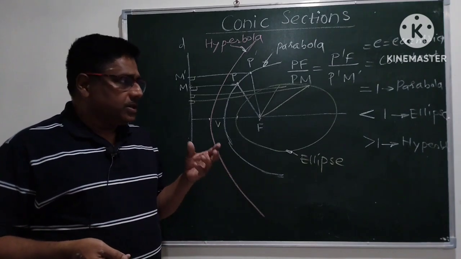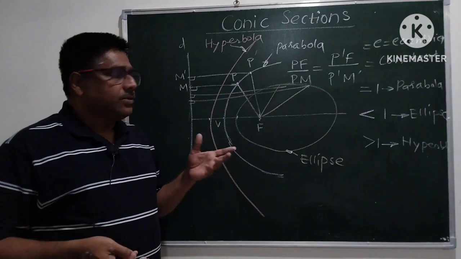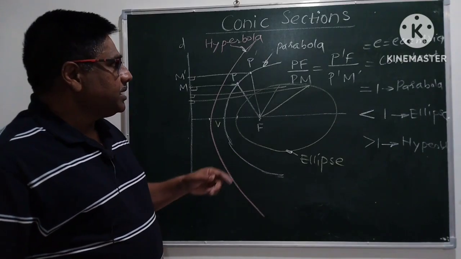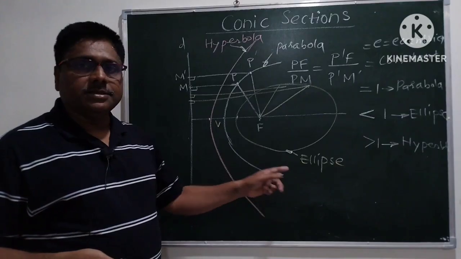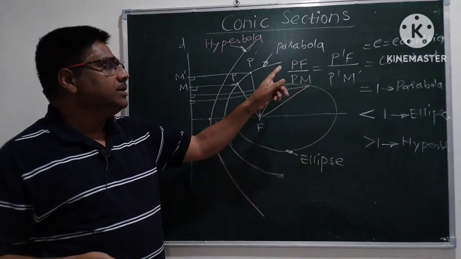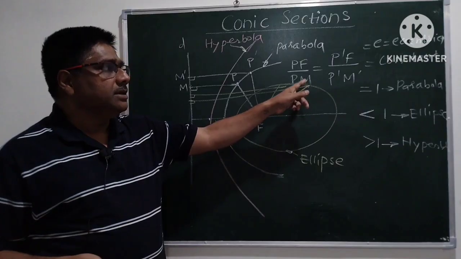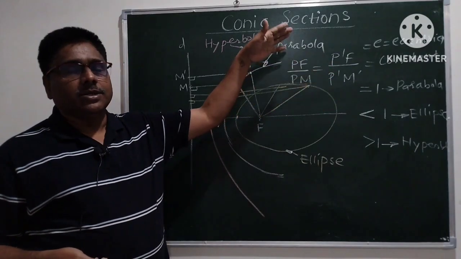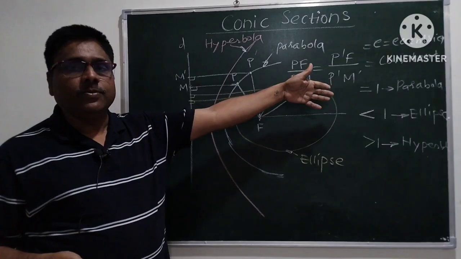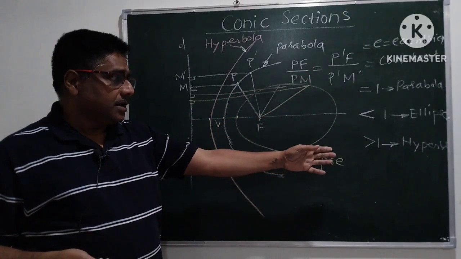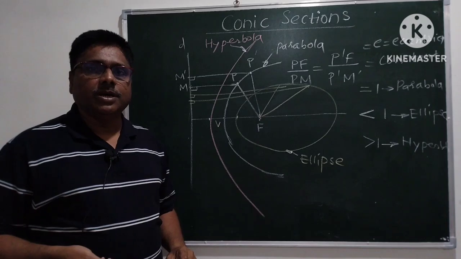Once again, what is the definition of a conic section? It is the path traced out by a point moving in a plane such that the ratio of its distance from a fixed point to its distance from a fixed line is always constant. And that constant value is 1 for a parabola, less than 1 for an ellipse, and greater than 1 for a hyperbola.